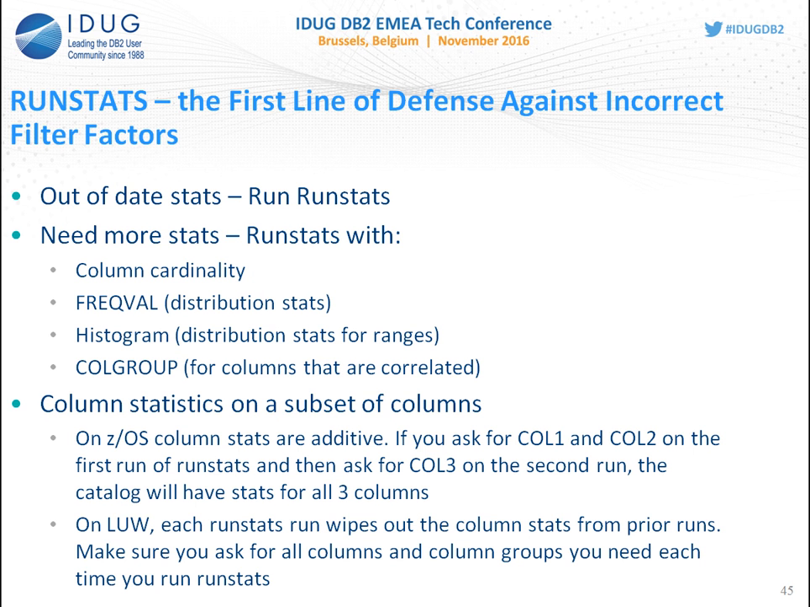But there's a big difference between z/OS and LUW. On z/OS, the stats that are collected are additive. It means if I asked for column 1 and column 2 on my first run, and then I asked for statistics on column 3 on the second run, the catalog will now have the statistics on all 3. On LUW, each run of RUNSTATs wipes out the column and the column distribution stats for all prior runs. So make sure that when you run RUNSTATs, you list all the columns you need each time.